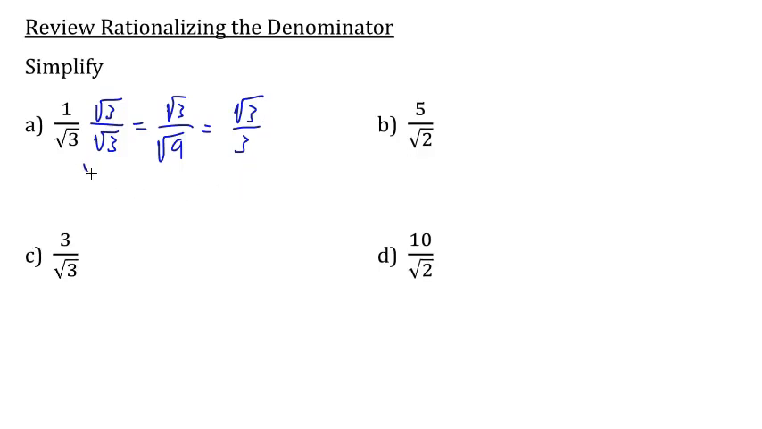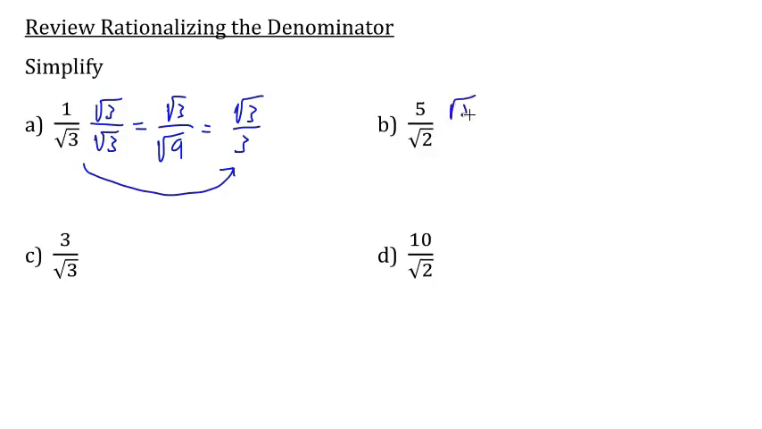Now, notice here, this wasn't a coincidence. This will happen every single time. When we multiply a square root by itself, we get that same number, but without the square root sign. So if we had multiplied the square root of 17 by the square root of 17, that would just equal 17.